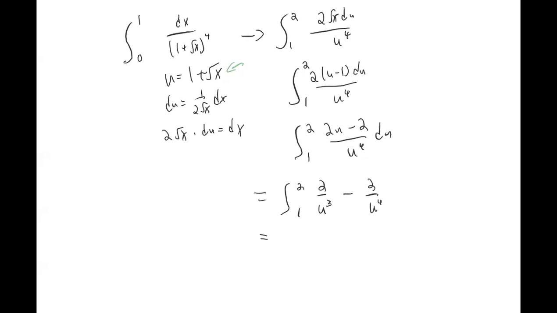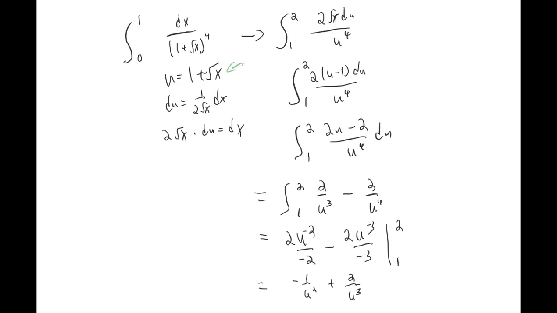So what's the antiderivative of u to the negative 3? I think it's u to the negative 2 over negative 2, right, minus u to the negative 3 over negative 3, evaluated here. But let's simplify this a bit. This thing is just negative 1 over u squared, and this thing is plus 2 over u cubed, right?